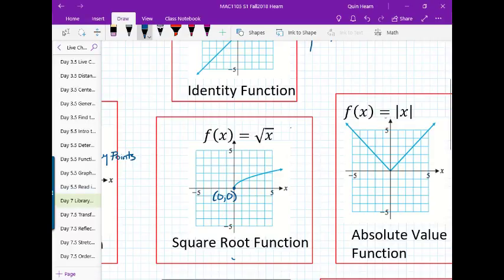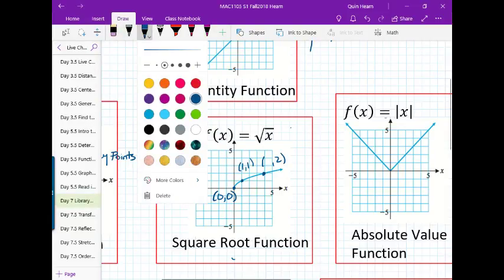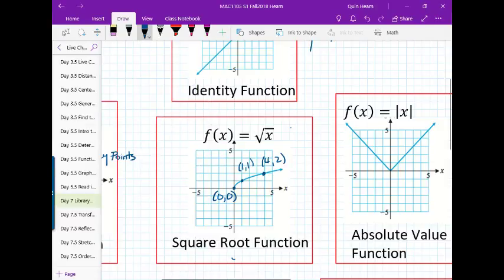And then 1, 1 is another good one, because when you take the square root of 1, you get 1. I don't use 2 or 3 for my x values because then you get radicals. So I skip up to 4, 2. That's the next, 4 is the next perfect square. So that's an easy one to evaluate. So that'll be the third key point for the square root function.